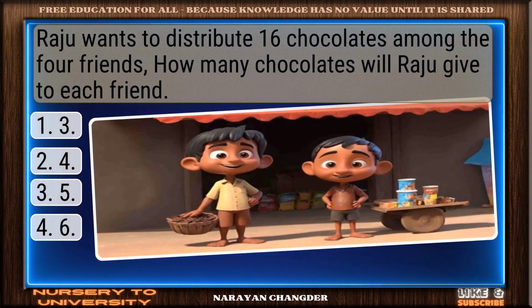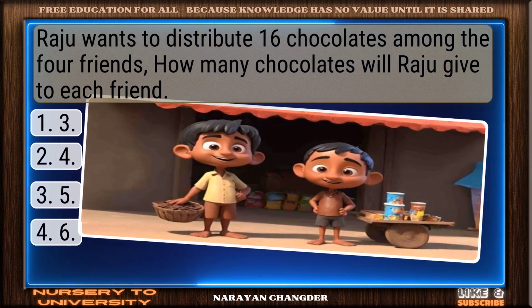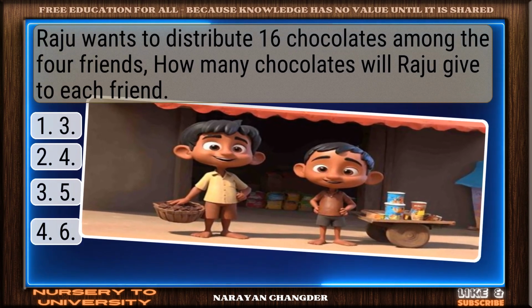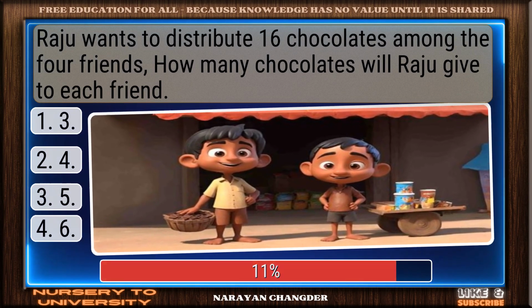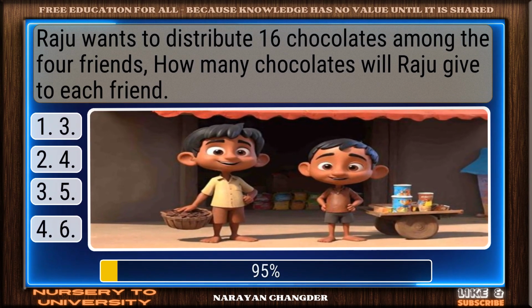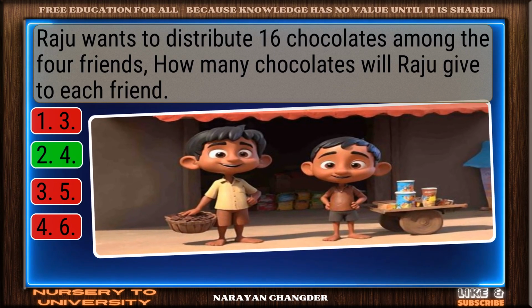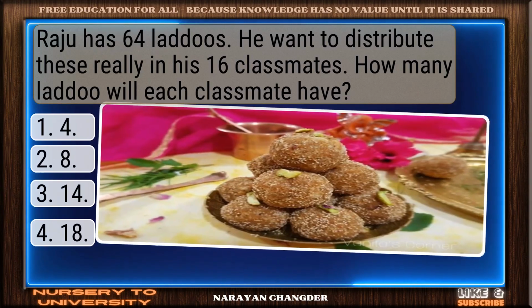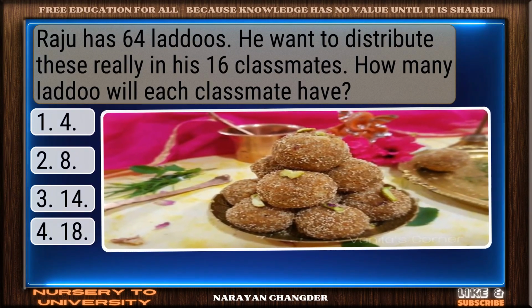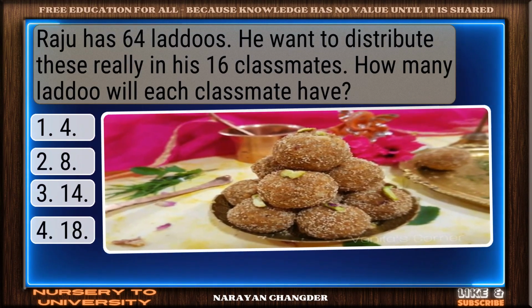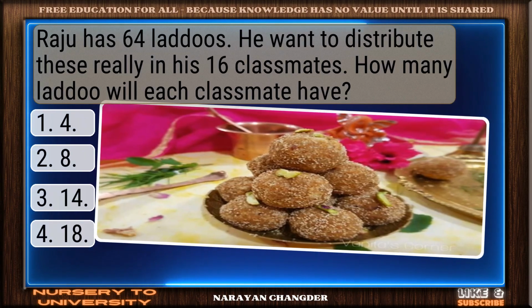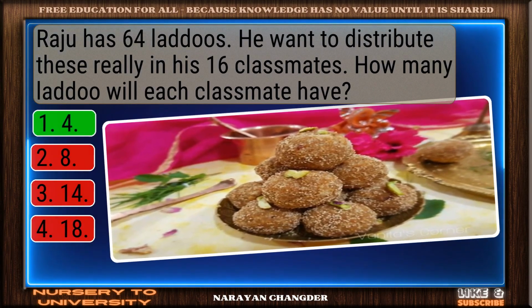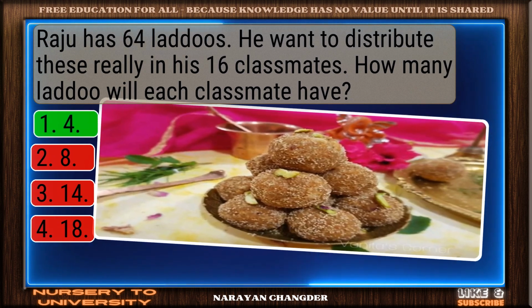Raju wants to distribute 16 chocolates among the 4 friends. How many chocolates will Raju give to each friend? Well done. 4 is the right choice. Raju has 64 laddus. He wanted to distribute these equally among his 16 classmates. How many laddus will each classmate have? You got it. Your choice 4 is right.